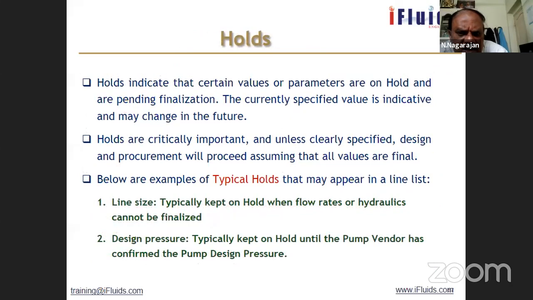Holds indicate that something is still not available, such as parameters. We are pending for some information from the other parties. But slowly, when you reach the IFC case issued for clearance P and IDs, all the holds must have been removed. Sometimes line size itself can be on hold if flow rates or hydraulics are not done. Or you are waiting for computational fluid dynamics, which is done by a specialist. So till we get the recommendation from CFD analysis, you may not be able to confirm the line size.